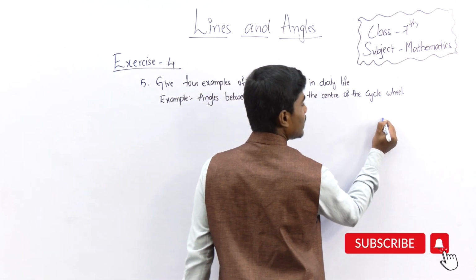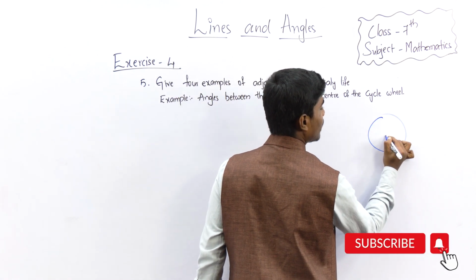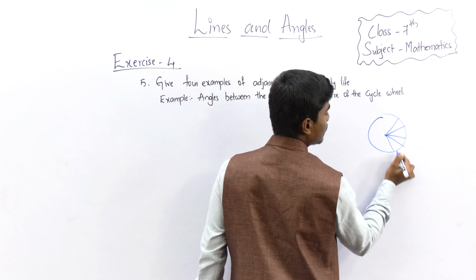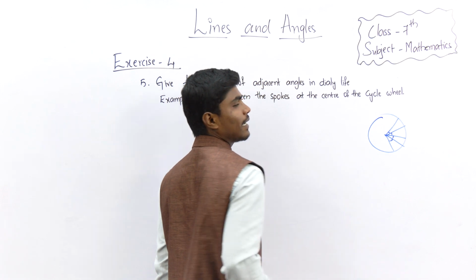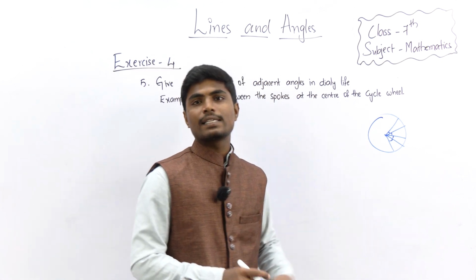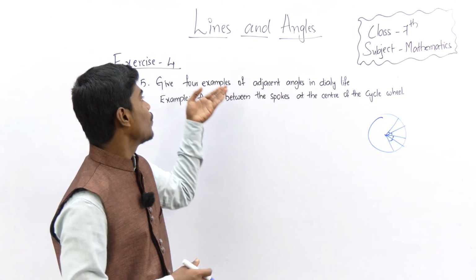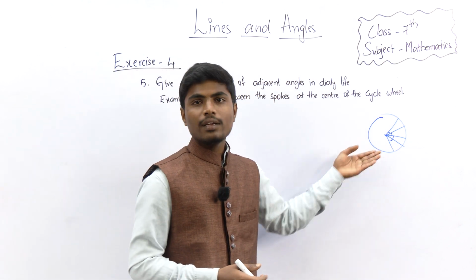wheel. See, this is the cycle wheel and spokes are connected. See, the angles between the spokes are adjacent angles. He gave this example. We have to write 4 examples referring to this.